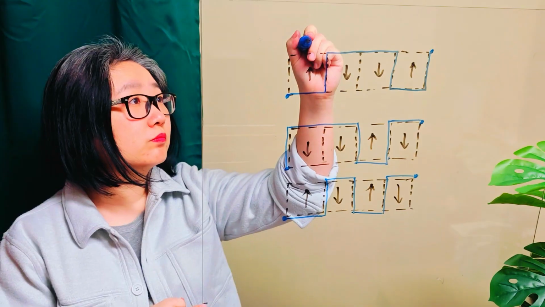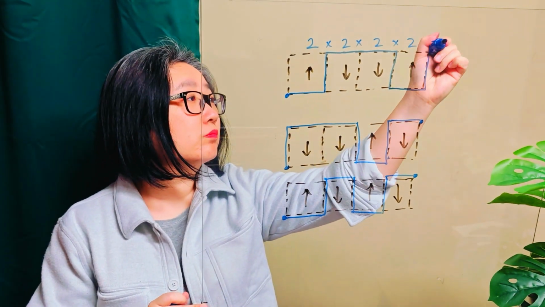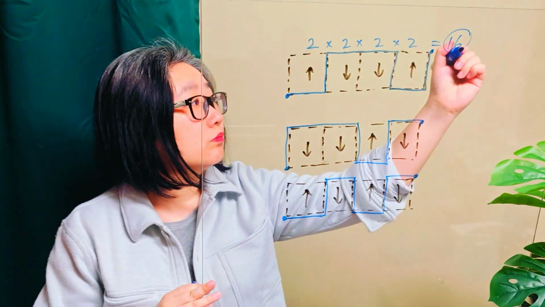So the number of total possible walks is just a product of all the options we have when deciding above or below for each square.